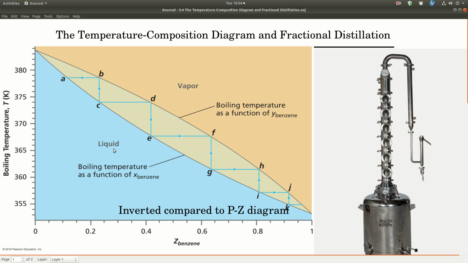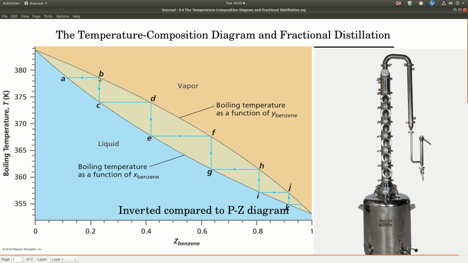Now we can look at distillation, the process of distillation, if we imagine following this path from A, B, C, D, and so on. So the idea is we start with the liquid, raise the temperature up until we get to the boiling point of the liquid as a function of the mole fraction. And at this temperature right here, the more volatile component will vaporize, and we'll get a vapor up here.